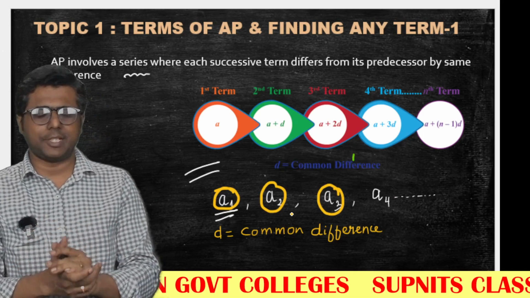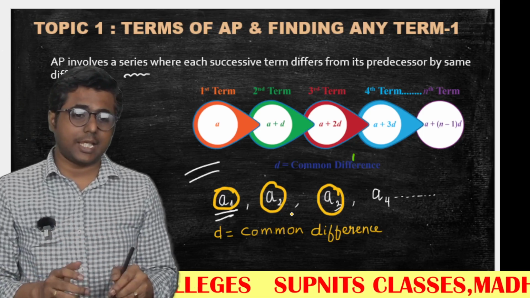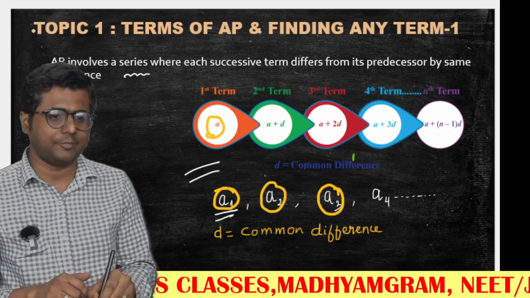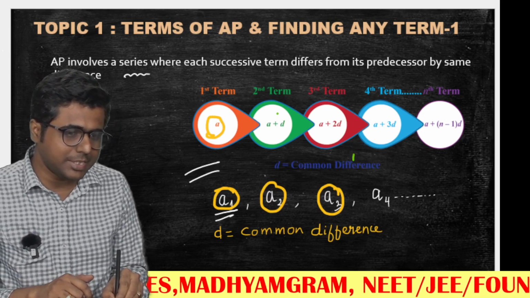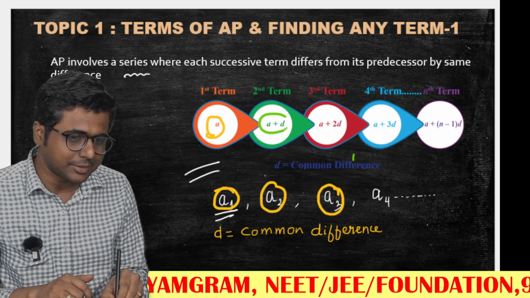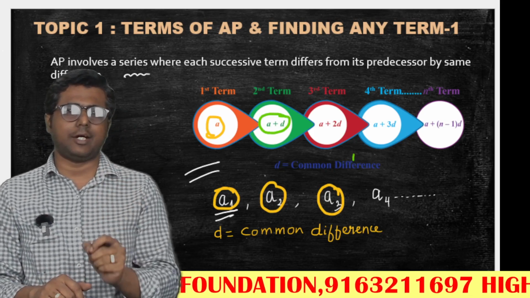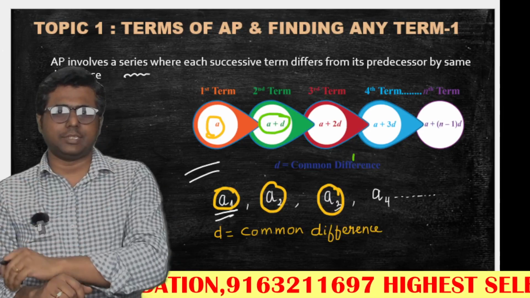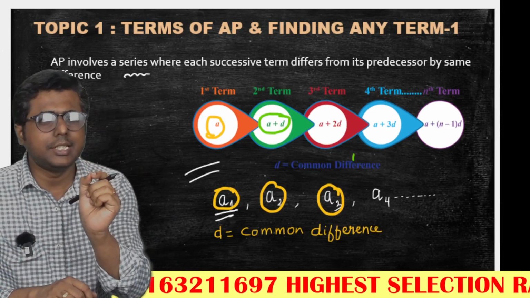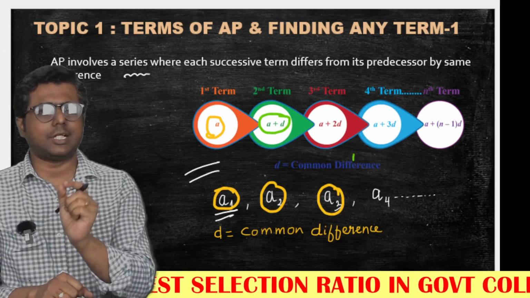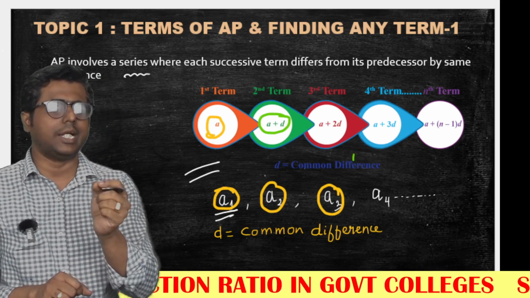So what is AP? If the first term is A, the second term is A plus D. Second term is A plus D. That means the second term is ahead of the first term by just D, right? If you subtract the first term from the second term, then you will get D.